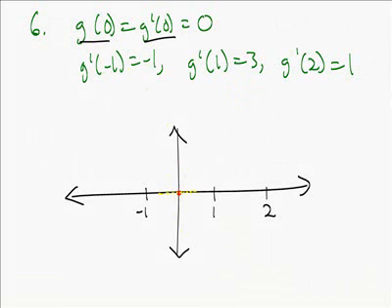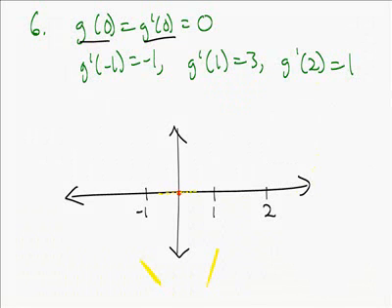Now g prime of -1 is going to be -1. So the line tangent here, when x equals -1, has to be a negative slope. So we're going to have a negative slope here of -1. I'm going to draw it down here. I'm not exactly sure where we're going to want to put it. G prime of 1 is equal to 3. So when x is equal to 1, we want the line tangent to have a slope of +3. That's a pretty steep positive slope here.